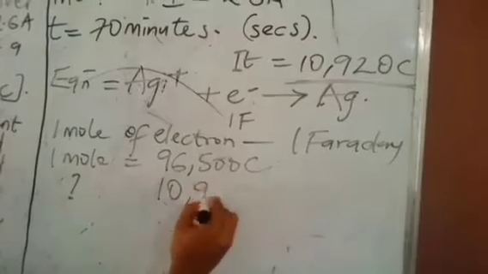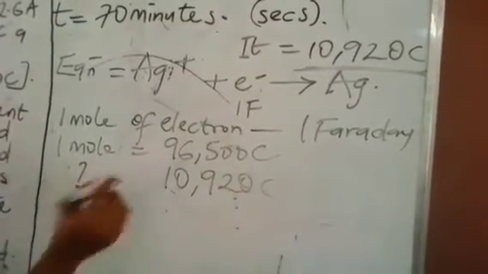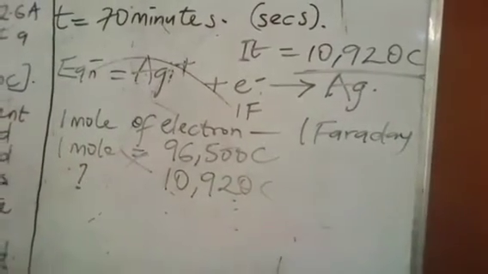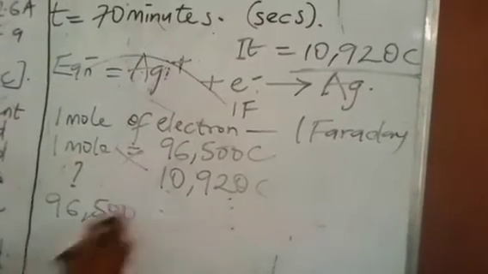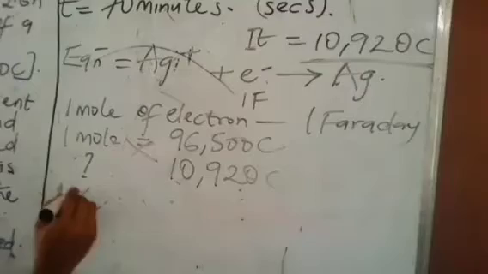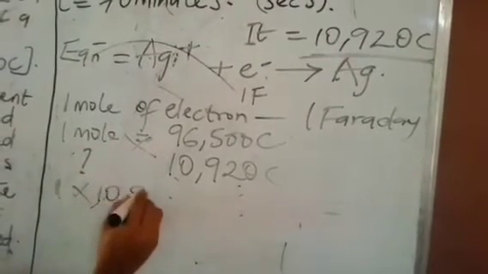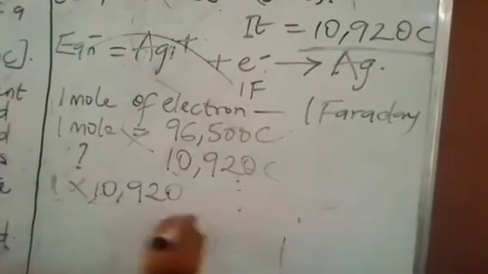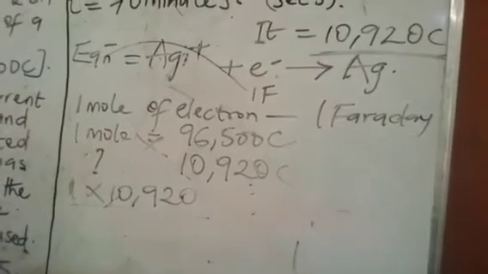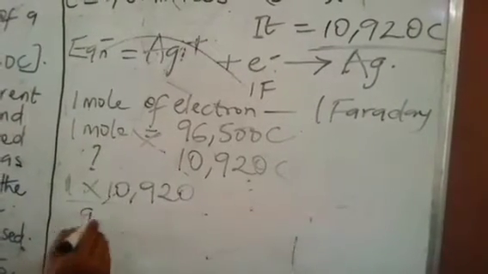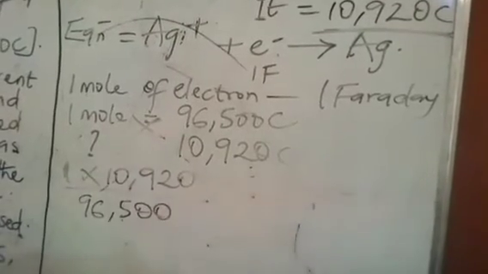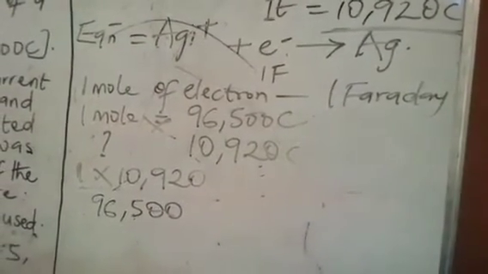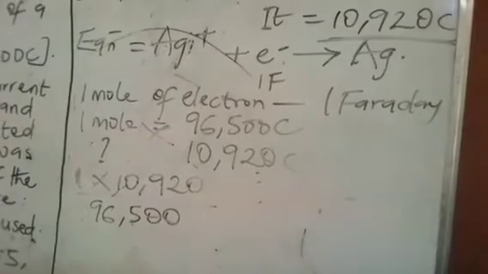We have 10,920. Definitely we have a cross multiplication sign. We have 96,500. Okay, let's go this way: 1 times 10,920 over 96,500. Now we have this, so let's hold this value for now.